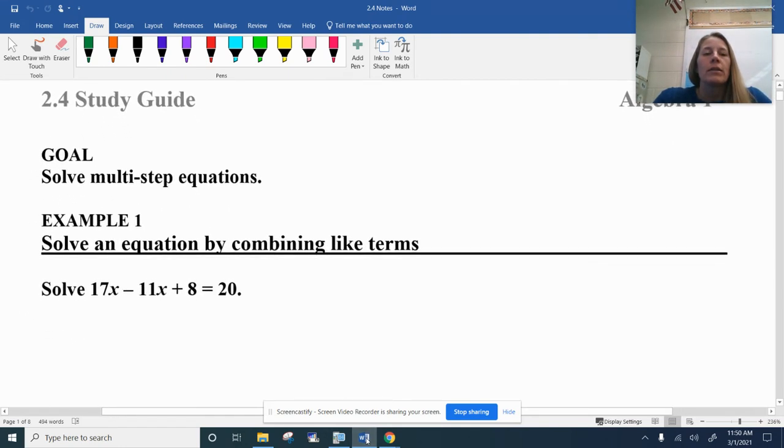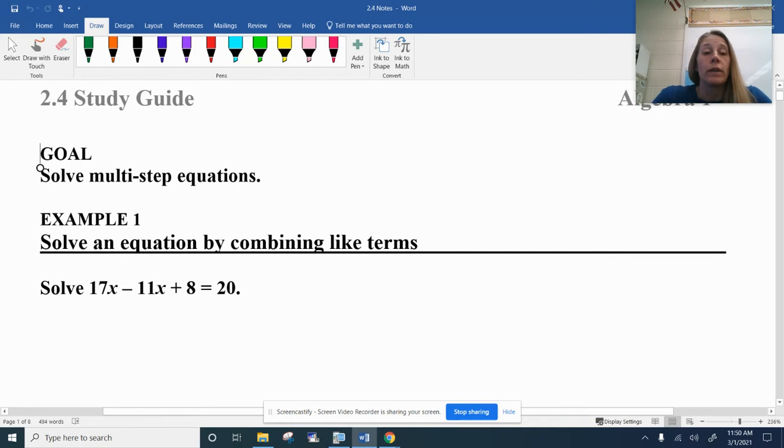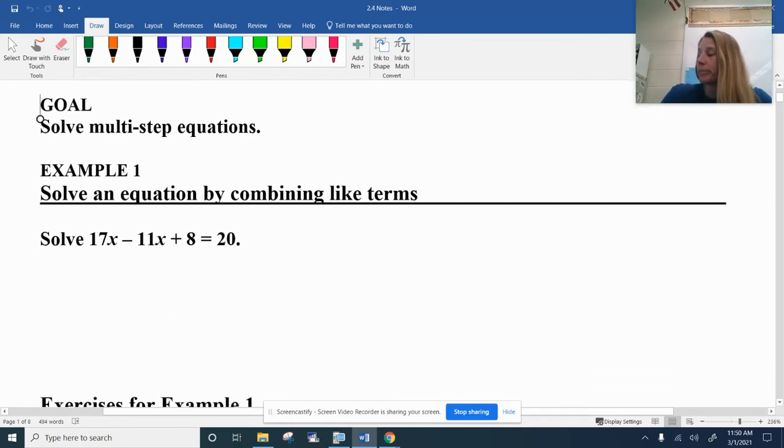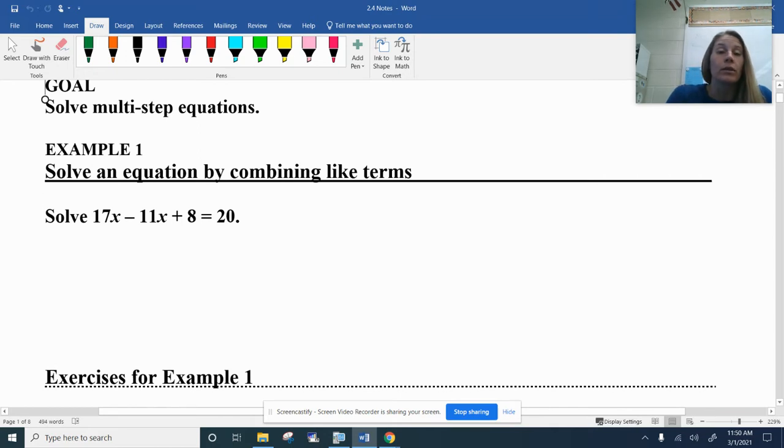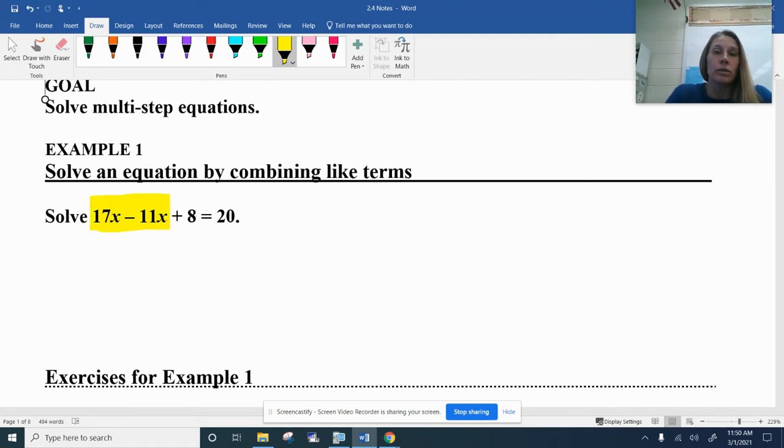Today our lesson is going to be on solving multi-step equations. So we're going to start out by reviewing how to solve equations that have like terms on the same side of the equal sign. If you'll notice in this example here, we have a 17x and an 11x on the same side of the equal sign.